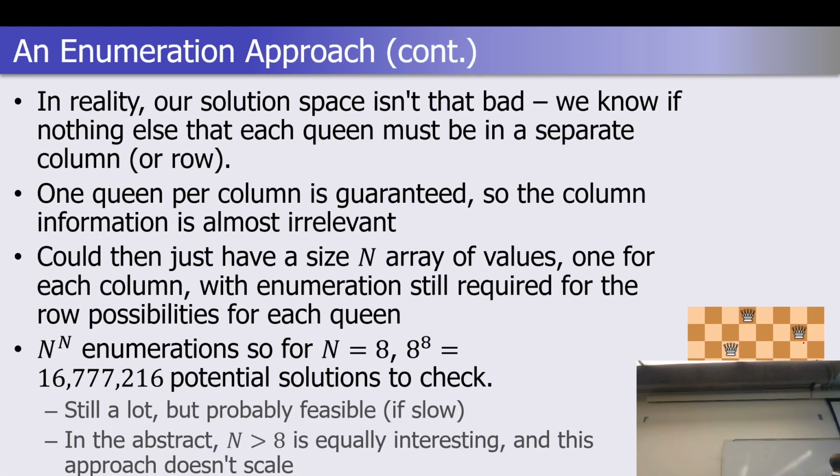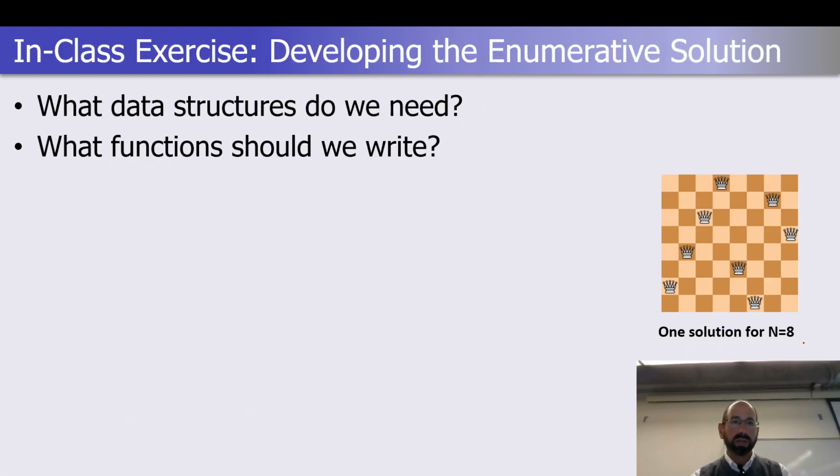And even if you argue that that solution is sufficient for n equals 8, at least in the abstract, n greater than 8, which doesn't correspond to a real world chessboard, is equally interesting. And that approach also does not scale in terms of how big of an n you could feasibly expect to implement using an iterative solution. There's one such solution for n equals 8. Take my word for it, or take a minute and convince yourself that none of those queens are attacking any of those other queens.